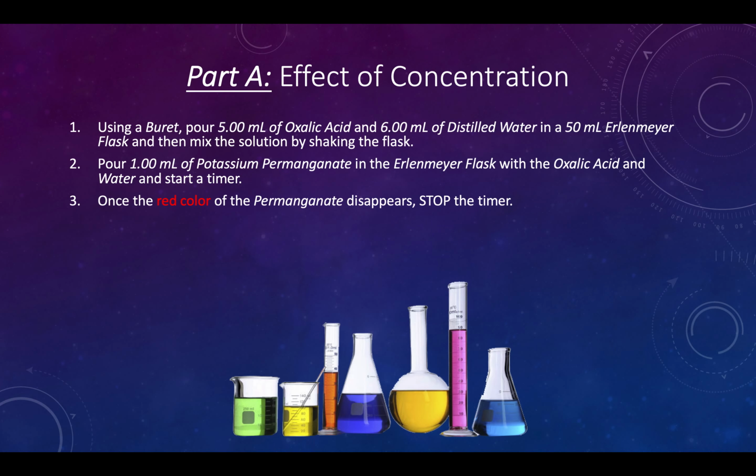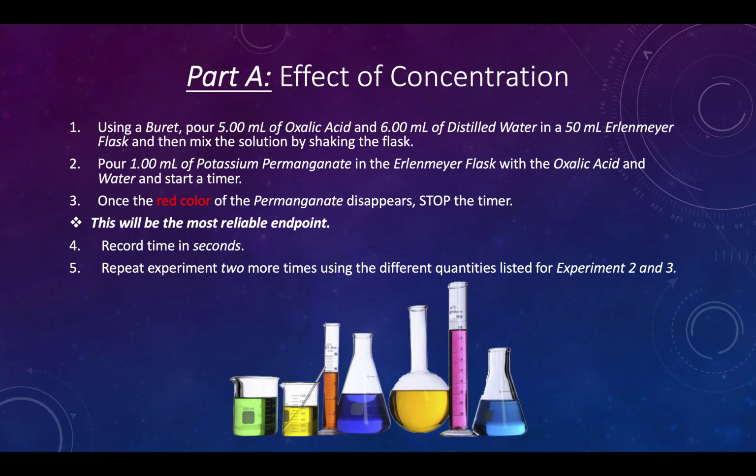In step 3, once the red color of the permanganate disappeared, we stopped the timer because this will be the most reliable endpoint. On step 4, we recorded the time in seconds. And on step 5, we repeated the experiment 2 more times using the different quantities listed for experiments 2 and 3.